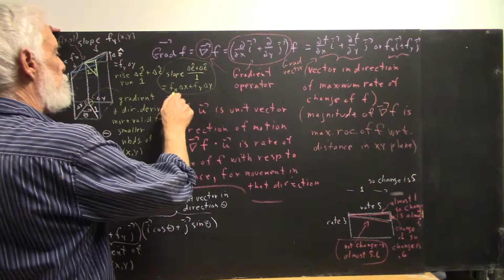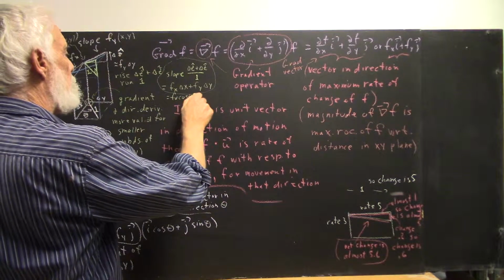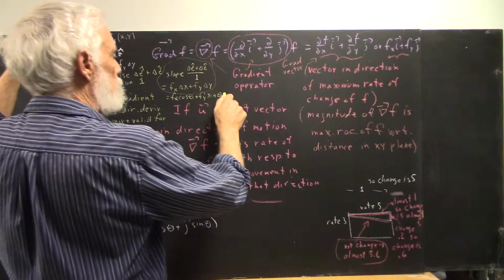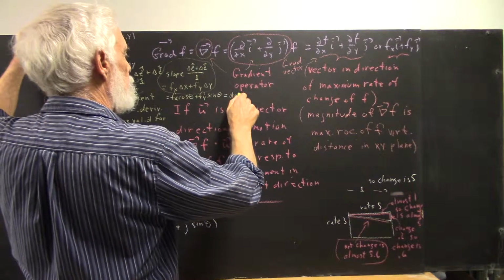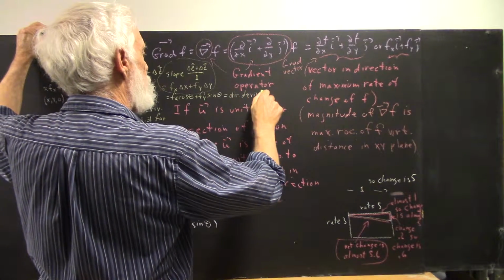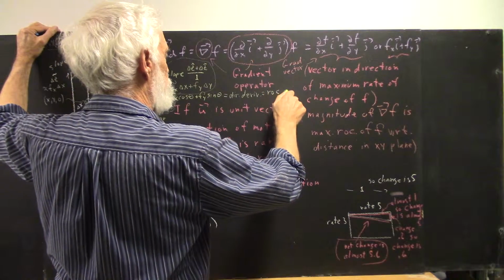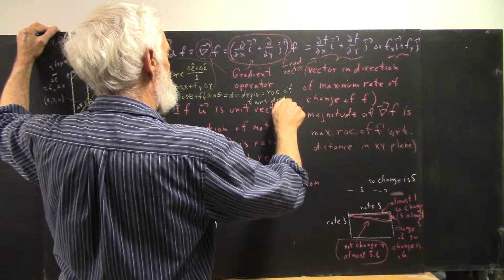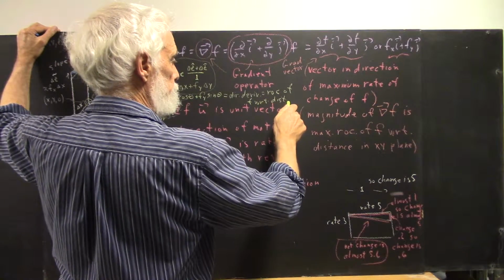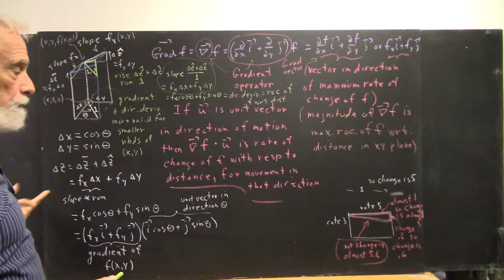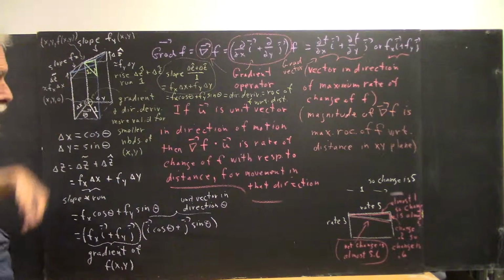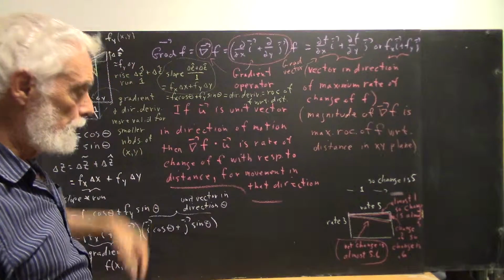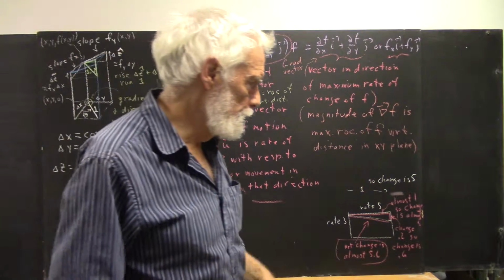And that equals Fx cosine theta plus Fy sine theta. That equals the directional derivative, which is the rate of change of F with respect to distance because the distance is 1. There's our change, there's our slope. Okay. Hopefully that's somewhat clarifying. You know, we'll be addressing it more in the future.